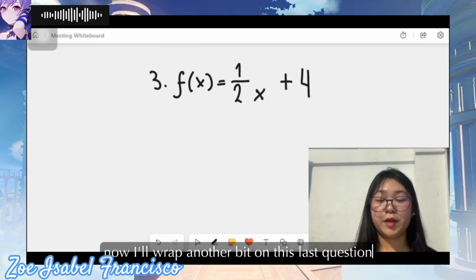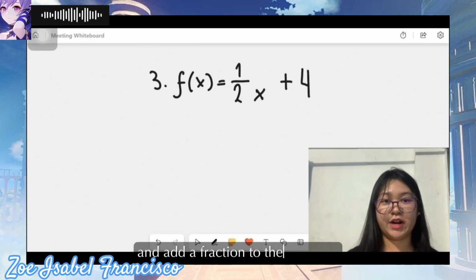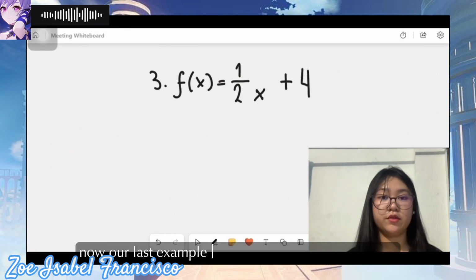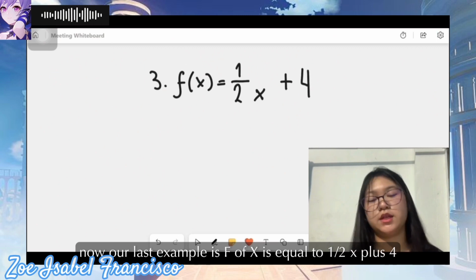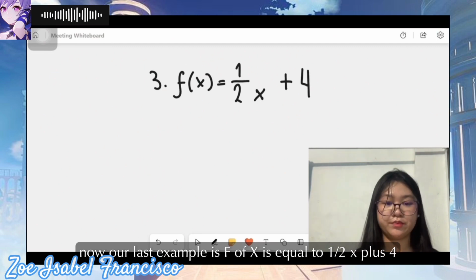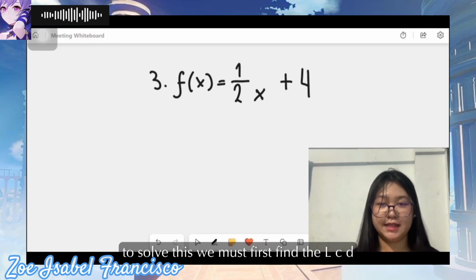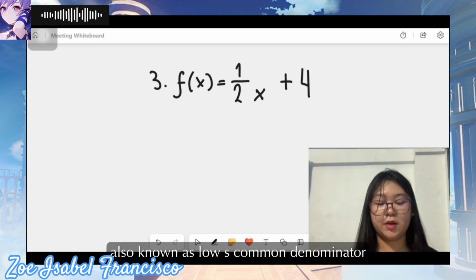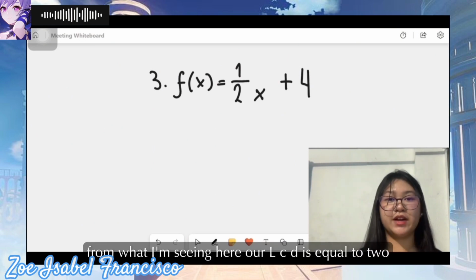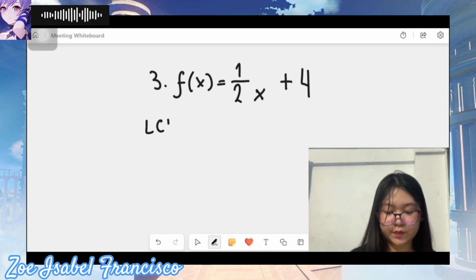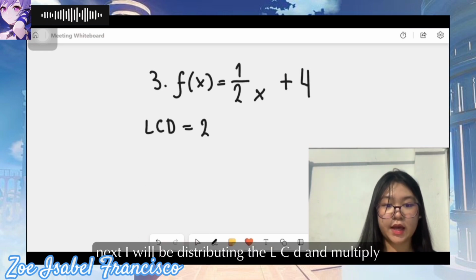Now, I'll wrap it up with this last question and add a fraction to the equation. Our last example is f of x is equal to 1/2 x plus 4. To solve this, we must first find the LCD, also known as the lowest common denominator. From what I'm seeing here, our LCD is equal to 2. Next, I will be distributing the LCD and multiplying.